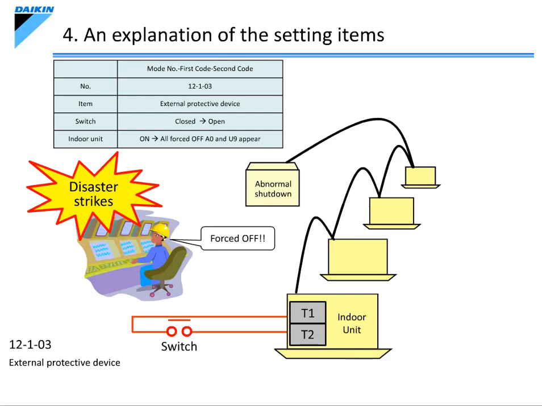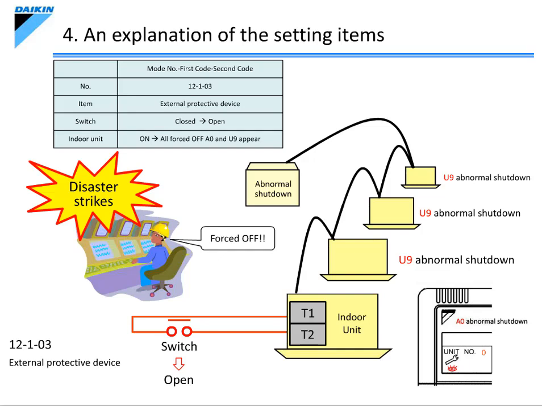If the field setting is set to 12.1.03, a forced off signal is sent from the control room in the event of an emergency, such as a disaster, resulting in the system shutting down abnormally. The indoor unit that has received a forced off signal shuts down abnormally, displaying the A0 malfunction code, and the remaining indoor units in the same system shut down abnormally, displaying the U9 malfunction code.